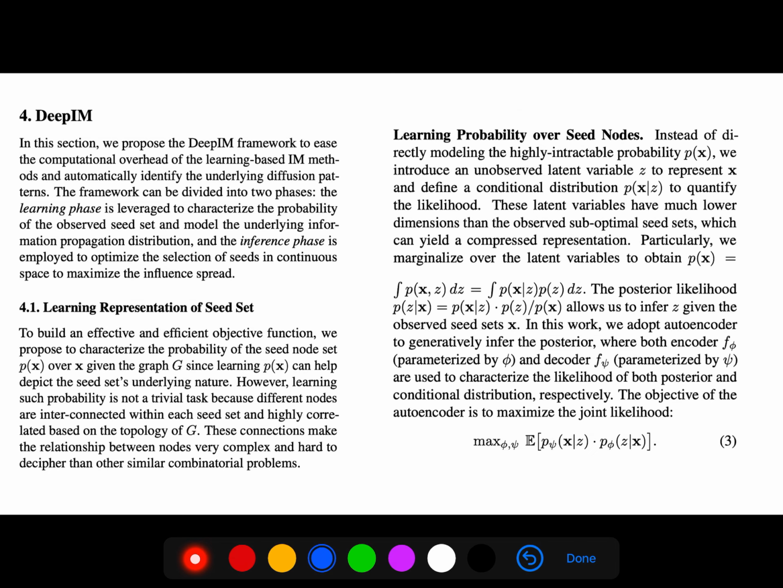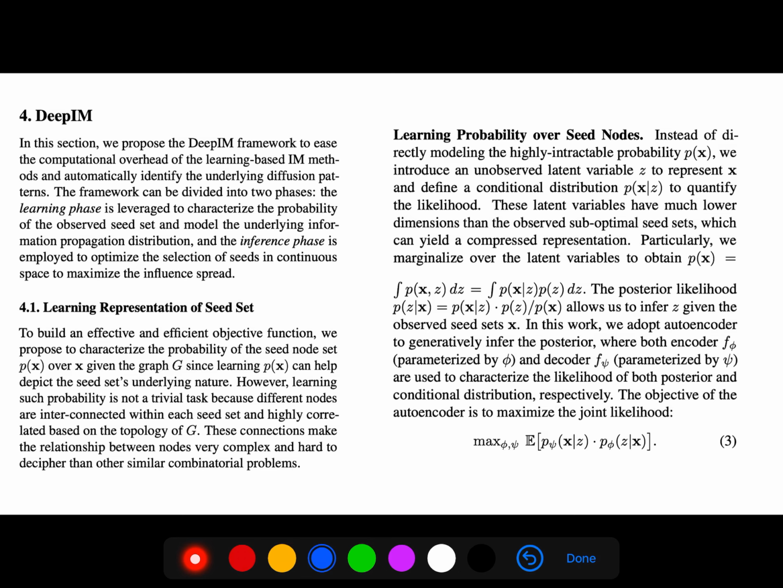So we propose Deep IM to ease the computational overhead of learning-based IM methods and automatically identify the underlying diffusion patterns. The framework can be divided into two phases. So we have the learning phase, leveraged to characterize the probability of the observed seed set and model the underlying information propagation distribution, and the inference phase, where the inference phase is employed to optimize the selection of seeds in continuous space to maximize the influence spread.